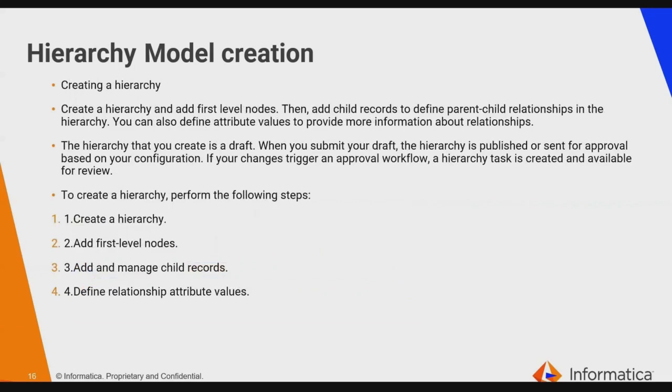Creation of a hierarchy: during the creation of a hierarchy, we can add first-level nodes. We can add child records to define parent-child relationships in the hierarchy. We can also define attribute values to provide more information about relationships. The hierarchy you create is a draft. When you submit your hierarchy, it's sent for approval based on your configuration. Whatever changes happen to the hierarchy can trigger an approval workflow. So to create a hierarchy, we first create it from the Business 360 page, add first-level nodes, then we can add and manage child records, and the last step is optional: we can define relationship attribute values.